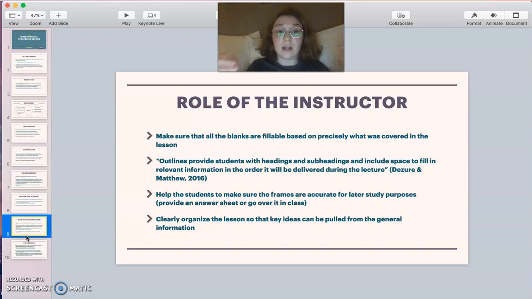You don't want to do that. You want to make it as chronological as possible. It should go in the same order as the lecture. It should have the same headings as the lecture, so it's really easy to follow. And then to help the students make sure that they fill the frames in accurately for later study purposes, and to clearly organize the lesson so that key ideas can be pulled from the general information.